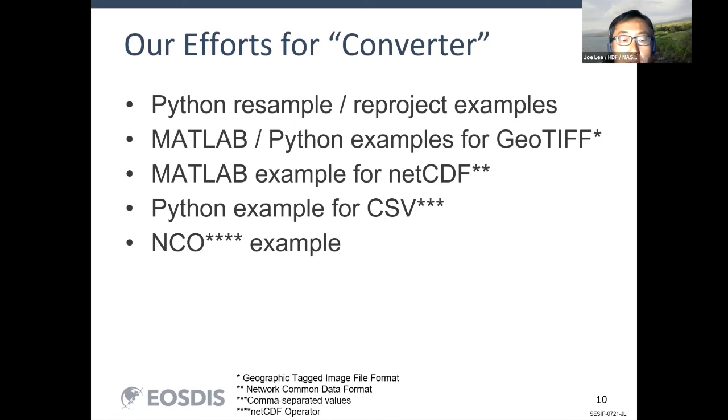And for merging data along the time dimension, users want to save it in NetCDF. Therefore, we provided such an example in MATLAB. And CSV, comma separated values, like the Python language, is quite universal across all domains and platforms. And many users ask how to convert HDF to a simple CSV that has a lat/long for every data point. So we provide Python examples for CSV.